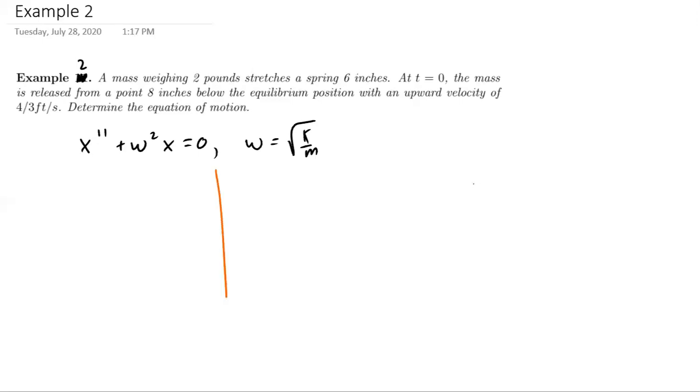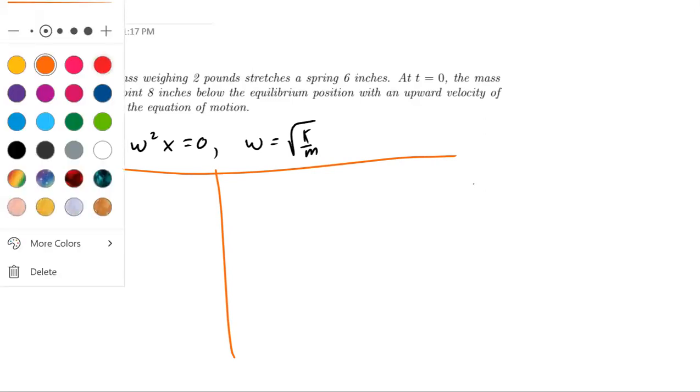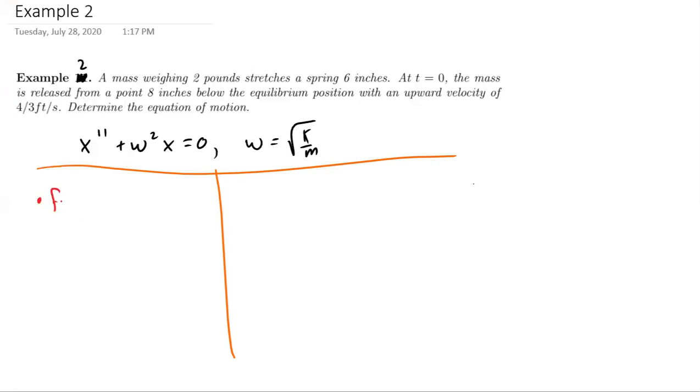Now, there are some things we have to find. In order for us to find a solution, we need to know what k and m are. So those are two things that we have to find if they're not given. And I don't think they're given in this case. So we're going to have to find the proportionality constant k, or the spring stiffness, and we have to find m.